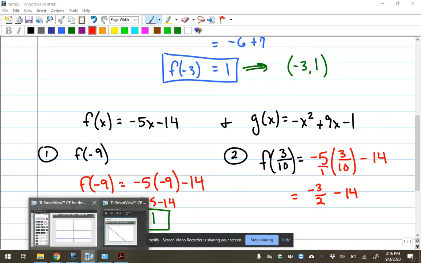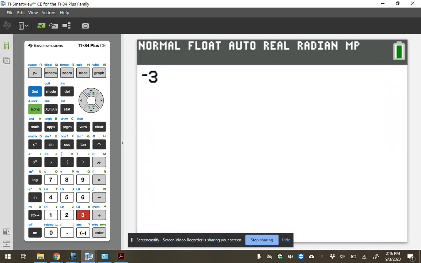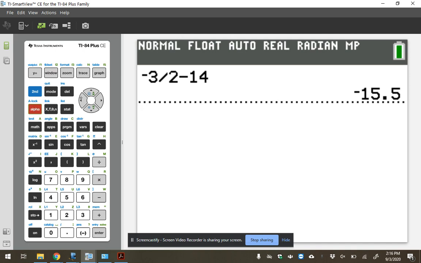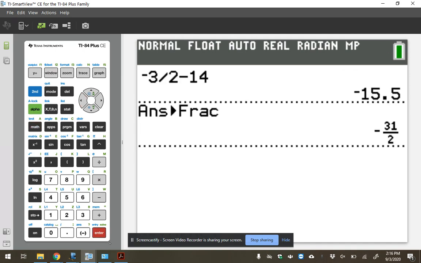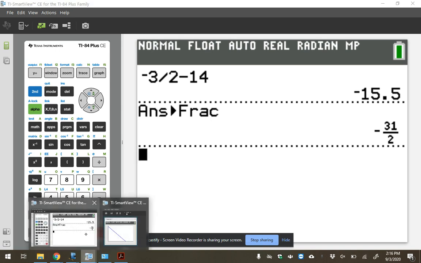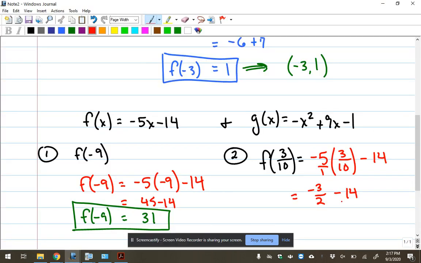And use the calculator to do that. Negative 3 over 2. I'm just using the division symbol, minus 14. And then hit math, enter. And that'll convert it to a fraction. So negative 31 over 2. So f of 3 over 10.